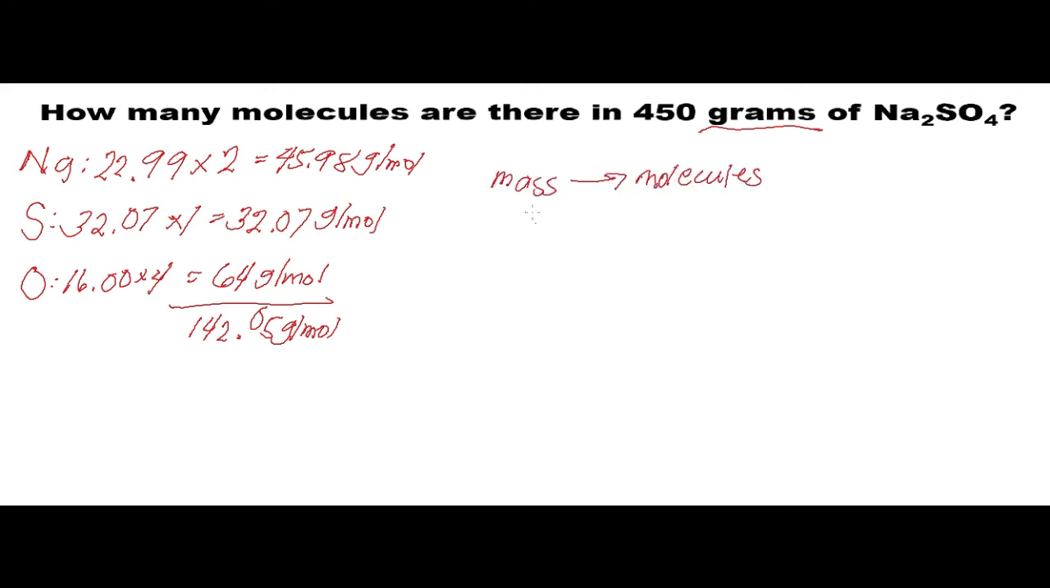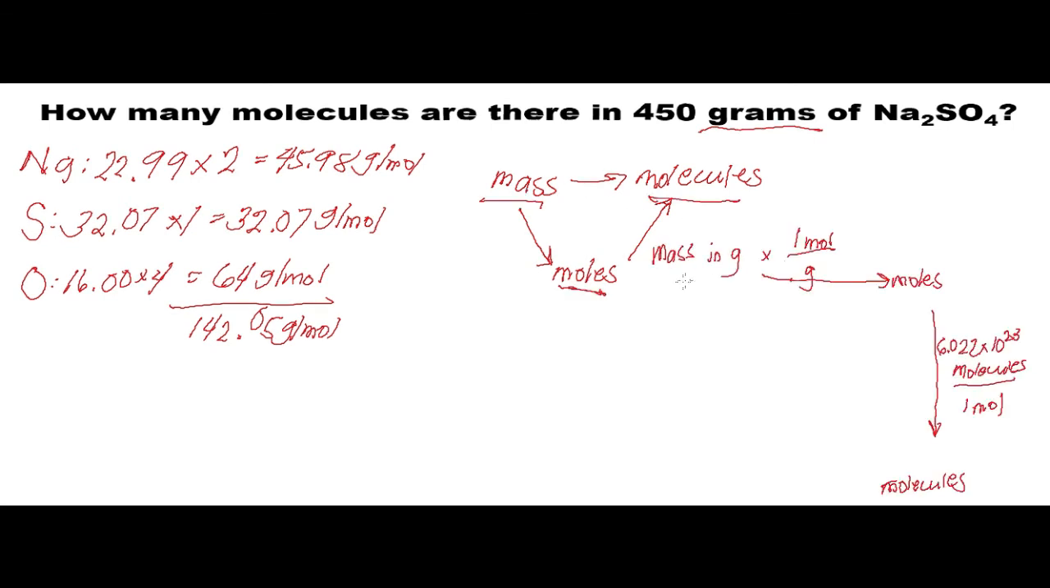There is no direct conversion from mass to molecules. So what we need to do is convert mass to moles first, then convert the moles to molecules. So this will be the plan: mass in grams times 1 mole over the grams. Cancel the grams. This will give us the mole. Then to get the molecules, we need to multiply by Avogadro's number. So the moles will cancel, leaving us the molecules.